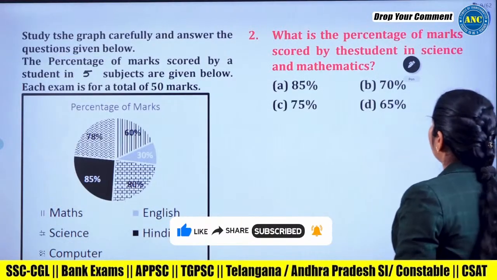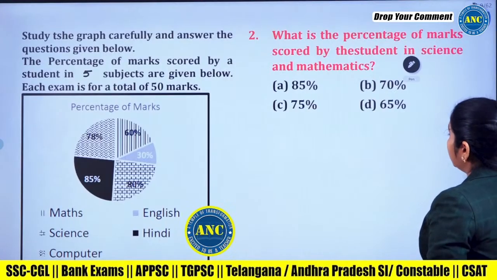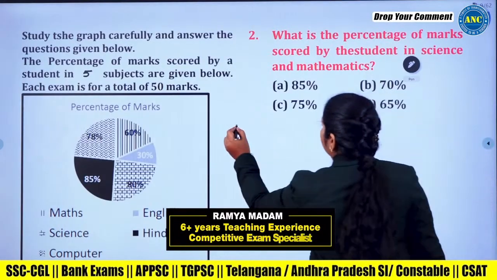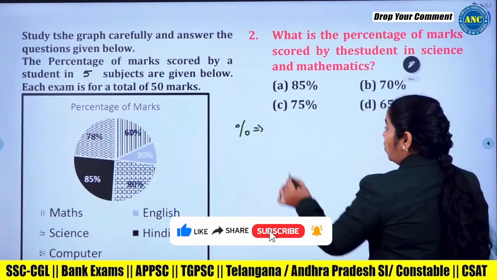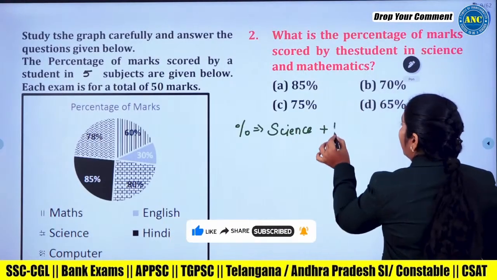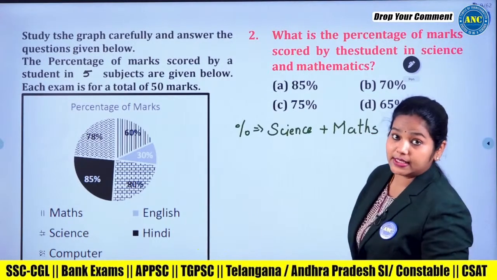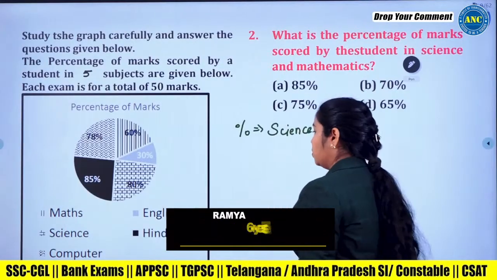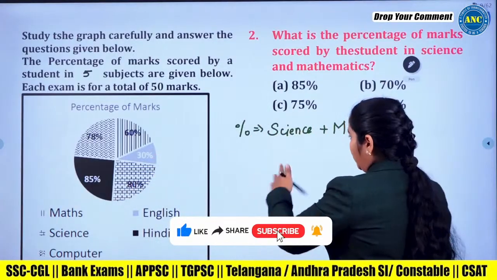Next question. What is the percentage of marks scored by the student in science and mathematics? Here, they are asking for the percentage of marks scored by the student in what? Both science and maths. Right? How can we do this? Again, I'll tell you, if you do not practice questions, you can do one thing here. The data is very simple, so we'll do it this way only.